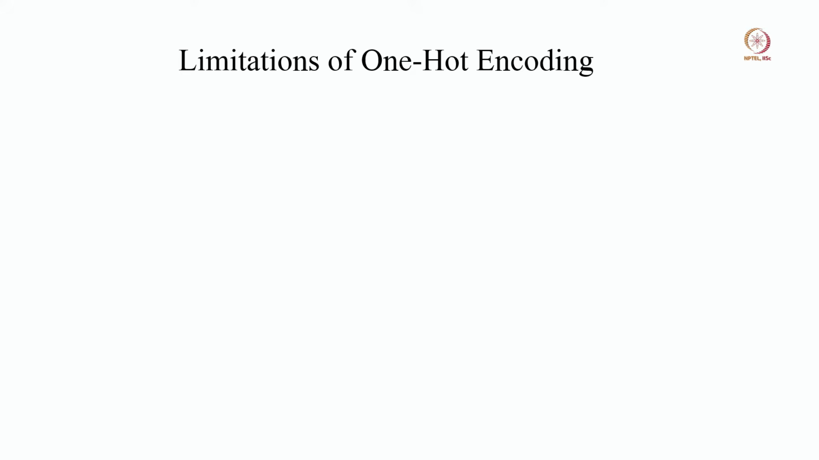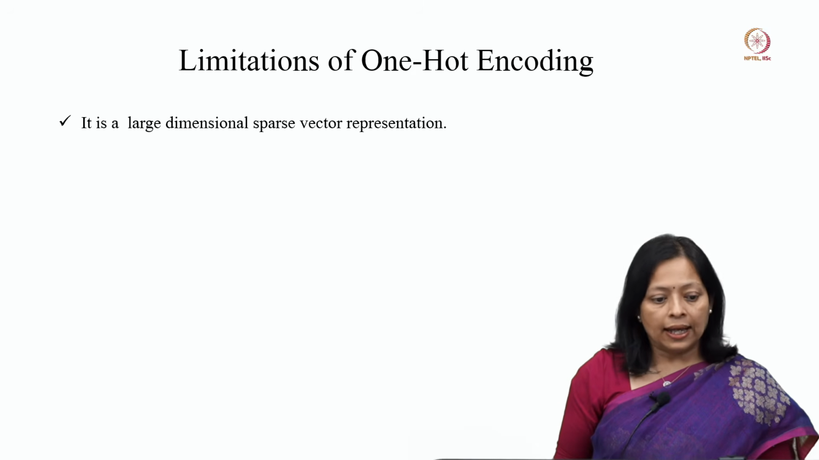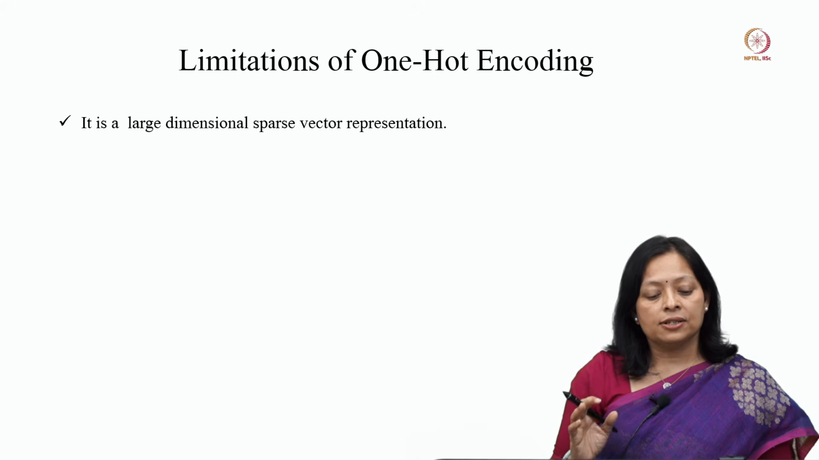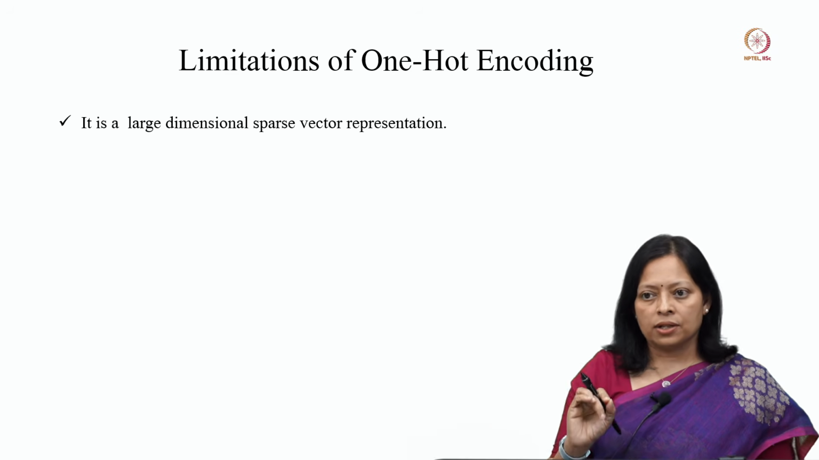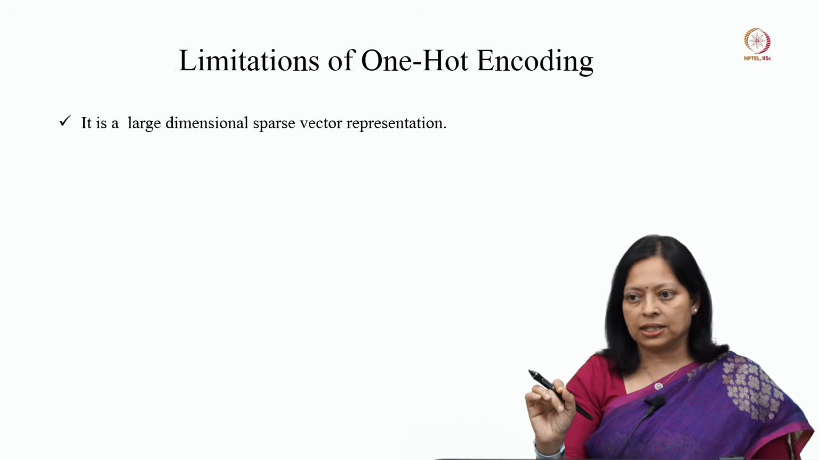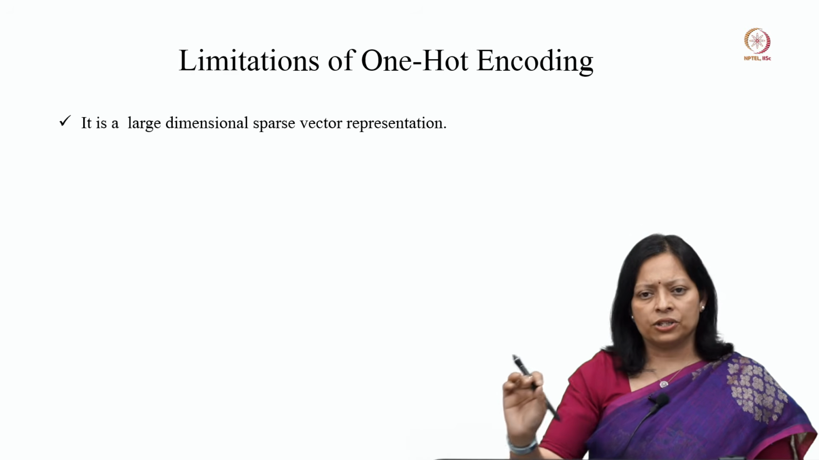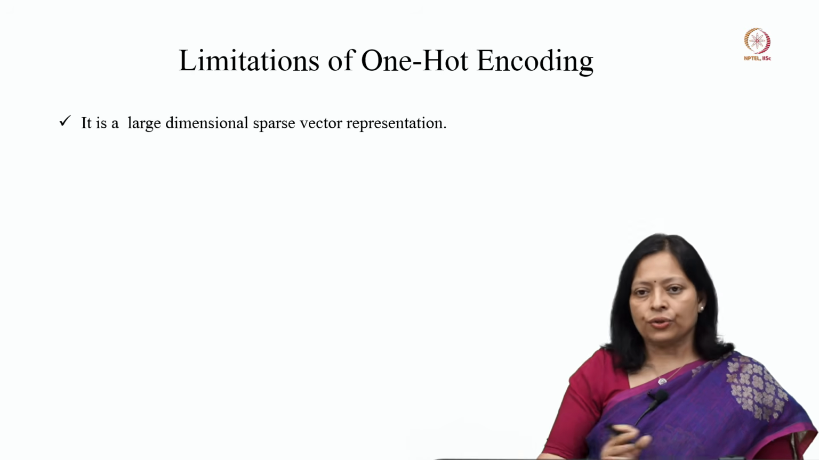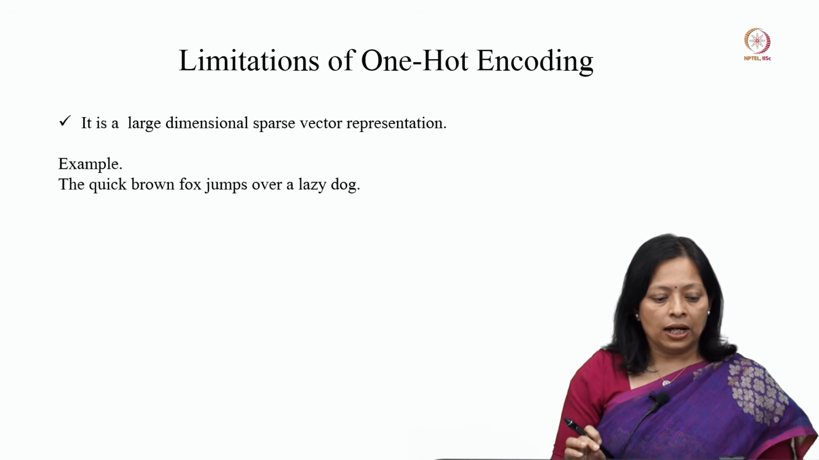Then we will look into the limitations of one-hot encoding. Are there any limitations? Yes, it is a high-dimensional sparse vector representation. If we have a big sentence and we want the representation of one particular word in that sentence, all the other entries will be 0 and only that word will be 1. So it is a sparse vector representation. For an example, we will see: the quick brown fox jumps over a lazy dog.